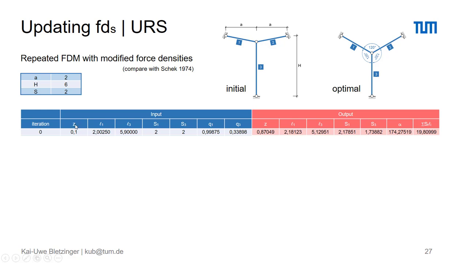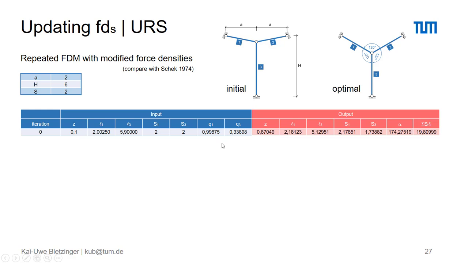So we start with z equal to 0.1. With this choice, the length L1 equals L2 because of symmetry, approximately 2, and L3 is just 5.9. The member forces, of course, are given. There should be 2. By that we can determine the force densities in the two members 1 and 3 simply by dividing the given force by the actual length as a function of the actual z coordinate. Then we receive these two numbers for Q1 and Q3.